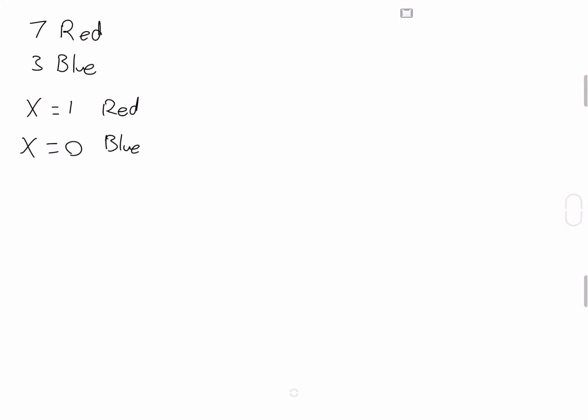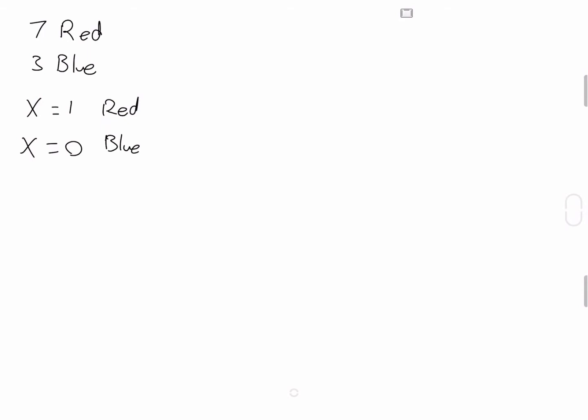So the first one, explain why x is a Bernoulli random variable. Well, it's a Bernoulli random variable because it can only take two possible values, 1 or 0. So a big thing to note is for a Bernoulli random variable, it can only be 1 or 0.